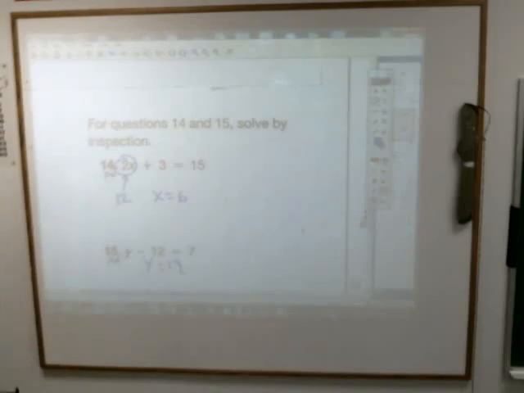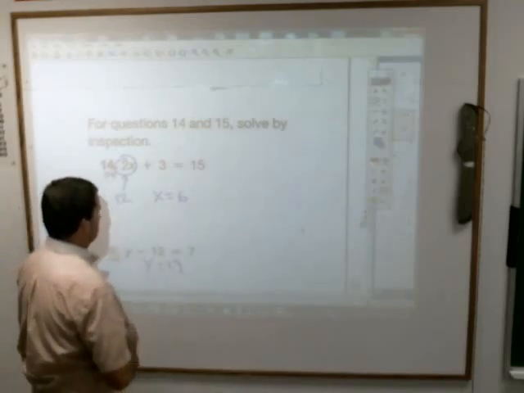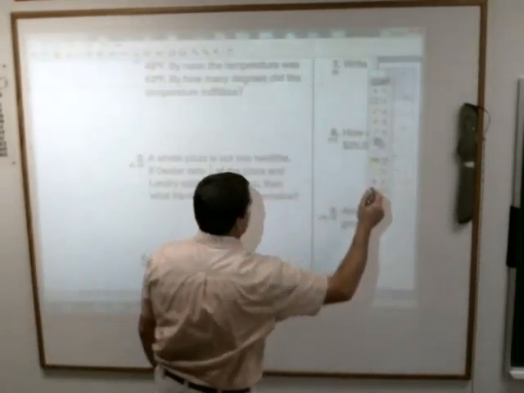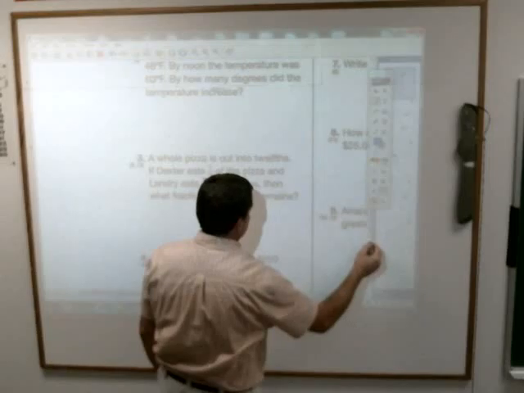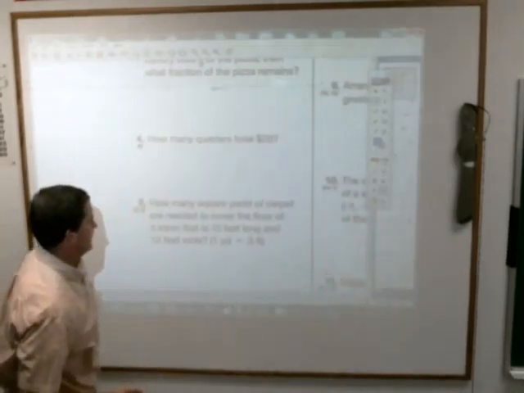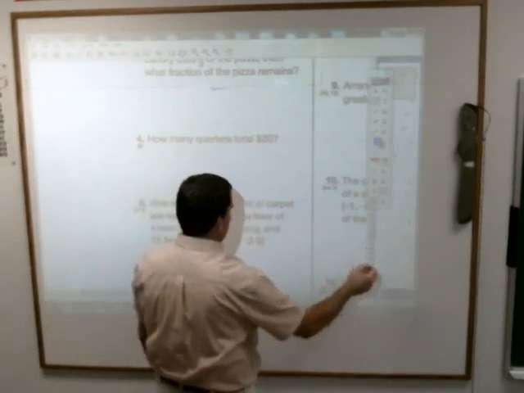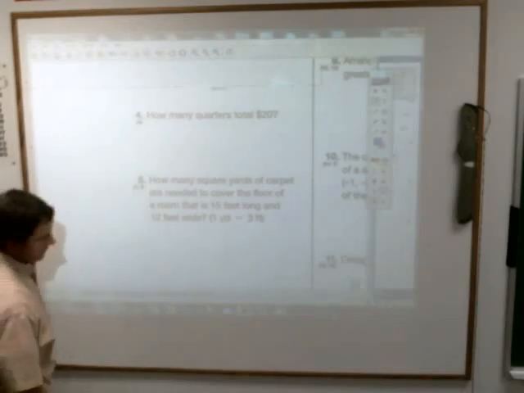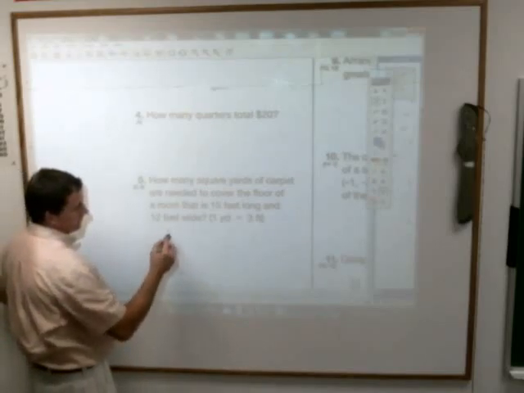Jacob, I'm struggling with problems like number 5. Number 5. You can find 5 here. The question for 5 is how many square yards of carpet are needed to cover a floor that is 15 feet long and 12 feet wide? And here's what I write down. First thing you need to do, Jacob, is draw the picture. Which I did.